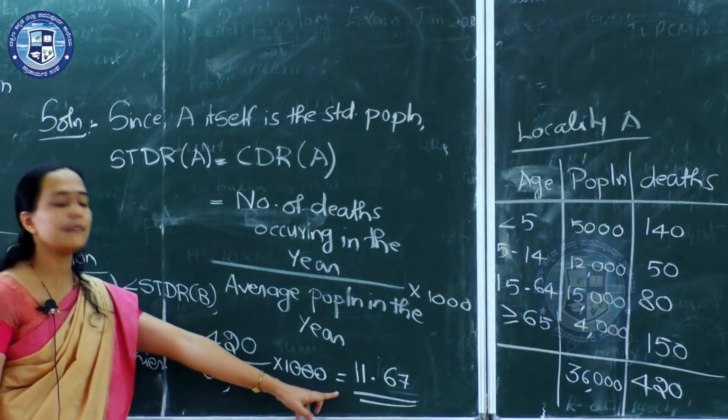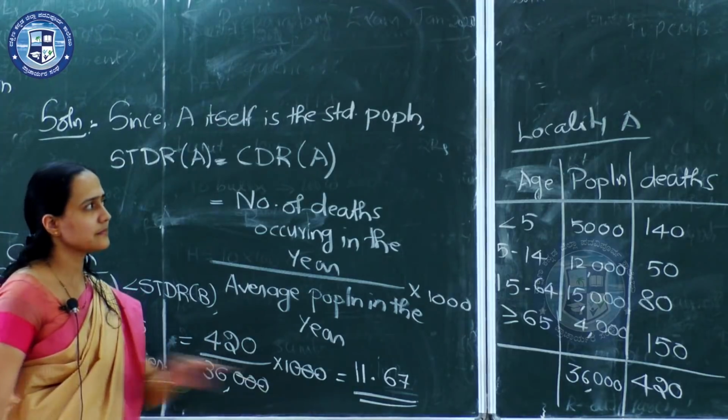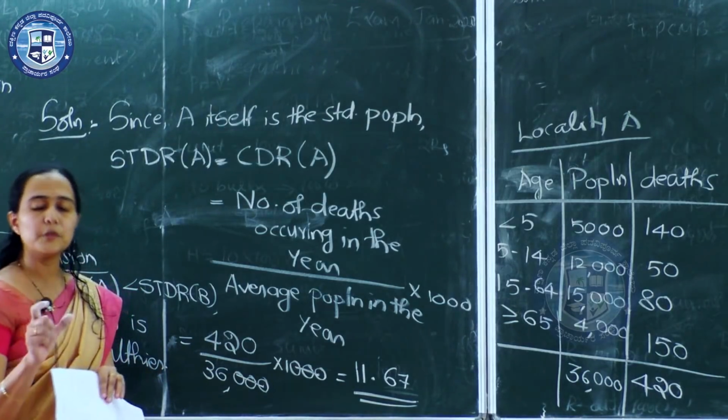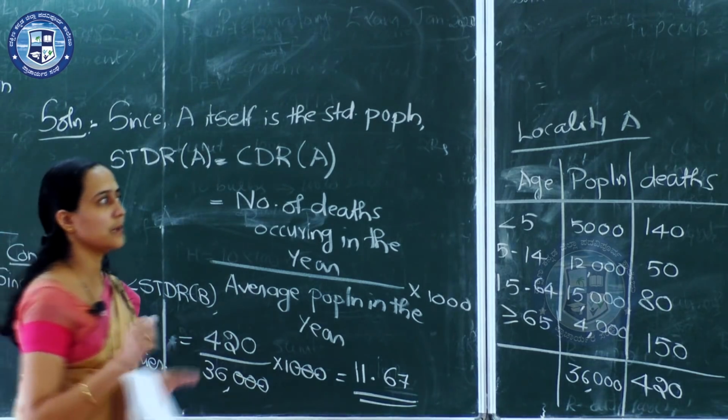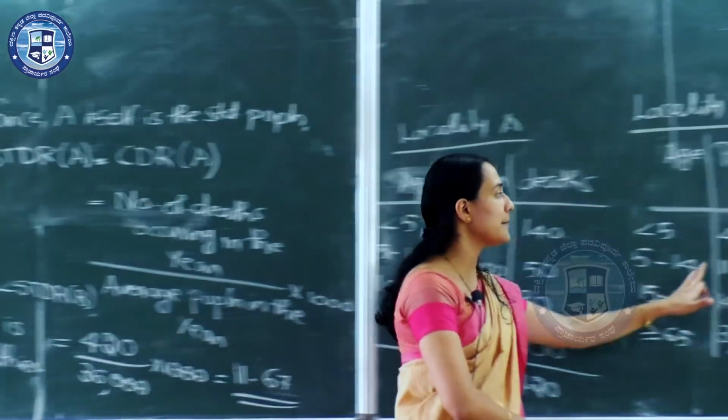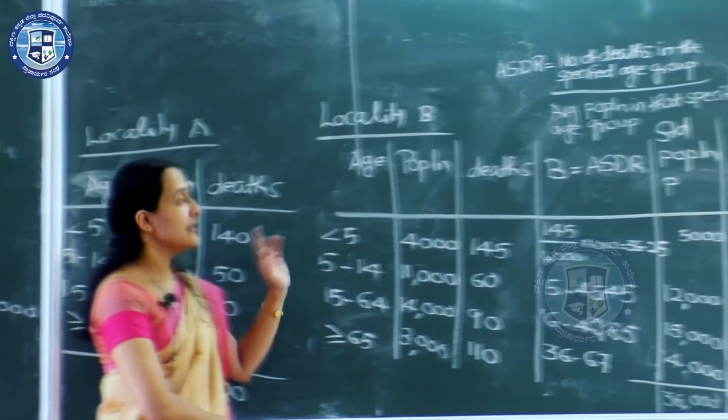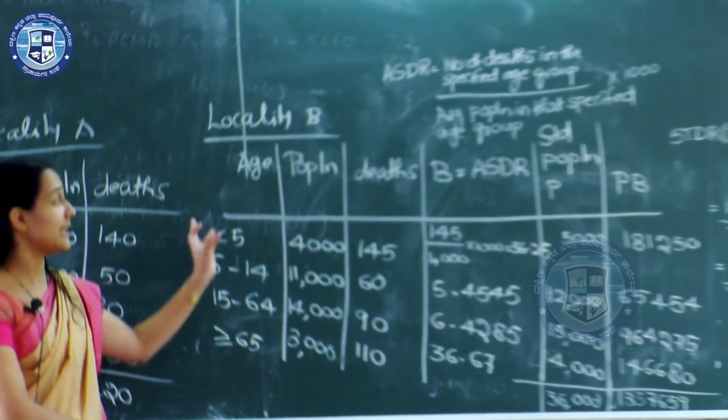Answer is 11.67. Then look for computing STDR of B. The ASDRs of B we have to compute. This is the same as the previous problem. A separate standard population is given, how to do.